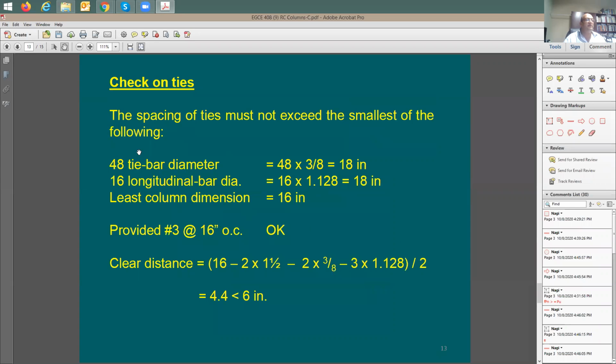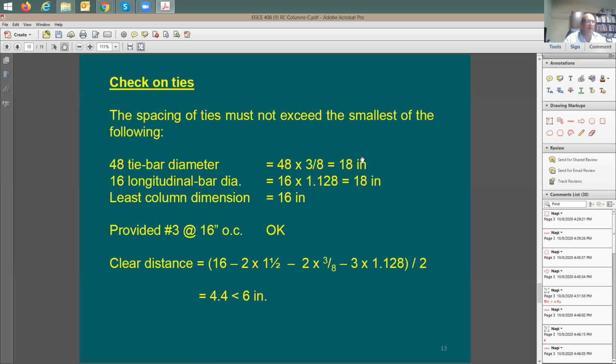The code says you have here 3 limits, plus a 4th one if it says in the problem that you're in California. Now it doesn't say, so I'm going to treat it as just a standard column in any other state. Item A is the first item you need to check. It's going to be 48 times the bar diameter. Number 3 means 3/8 of an inch, so 48 times 3/8 of an inch is going to be equal to 18 inch for the spacing. So the first condition says your maximum spacing is going to be 18 inches.